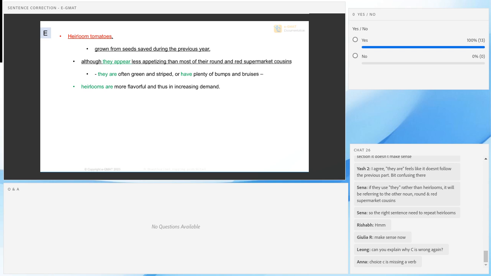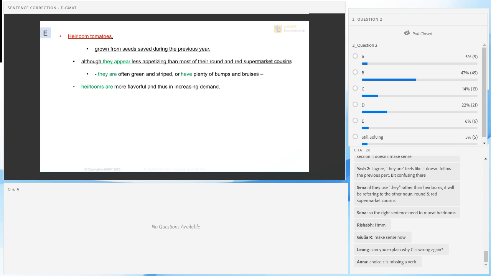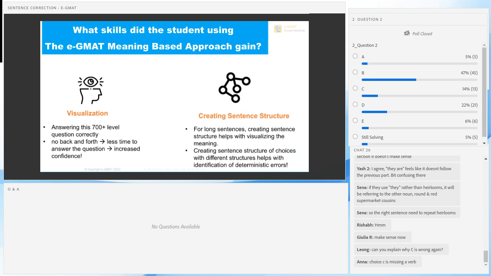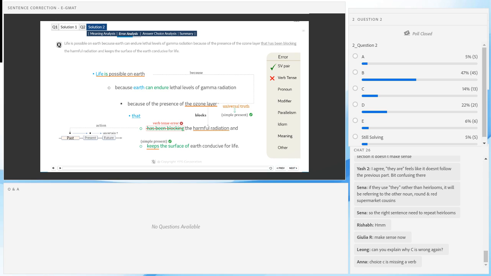Now, so let me bring back the stats here. Choice D was the next popular choice, right? 22% of the class selected choice D, and they were wrong there. Why? Because there's no contrast there. Okay. So, again, the main thing over here is visualization, and that visualization becomes easy if you create sentence structure.